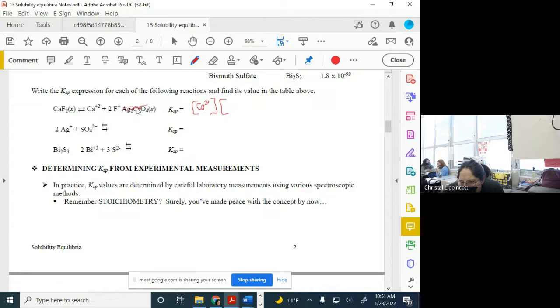I need to get rid of this guy here. This should be Ag2SO4. There, that's what that looks like. Get rid of that guy there. Okay, there we go. Then this would be F minus, and we're going to raise that to the second power. So this would be the expression for that.